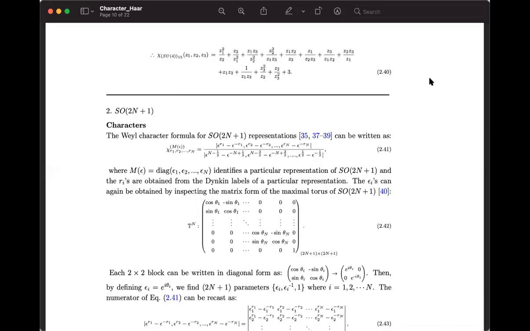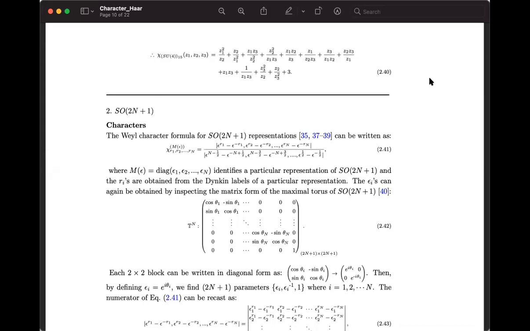Well, so today I discuss the character computation and the Haar measure computation for other groups. So far we have discussed the SU(N) group, now SO(2N), SO(2N+1), and the symplectic group. So these are basically connected compact groups. And once we finish this part, the discussion for the connected compact groups will be done. And then we'll move to the non-compact groups.